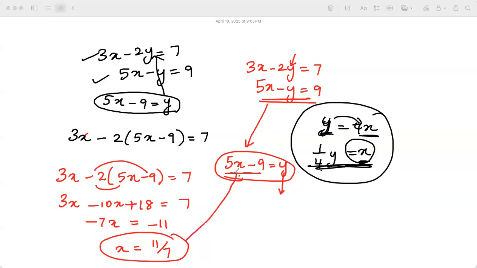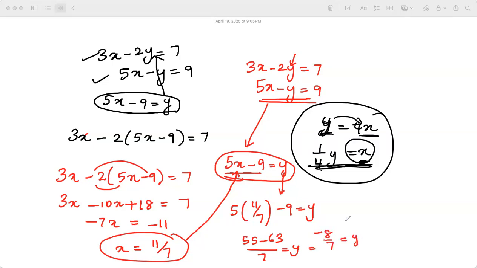Go back to this equation. 5 times 11 by 7 minus 9 equal to y. That gives you 55 minus 63 by 7 equal to y. That gets you to, what is that? Minus 8 by 7 equal to y. So my x comma y that is present in both the lines is 11 by 7 comma minus 8 by 7.